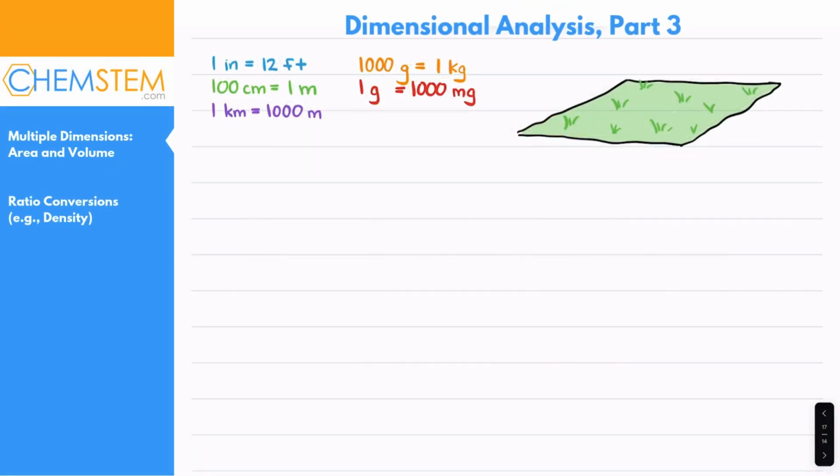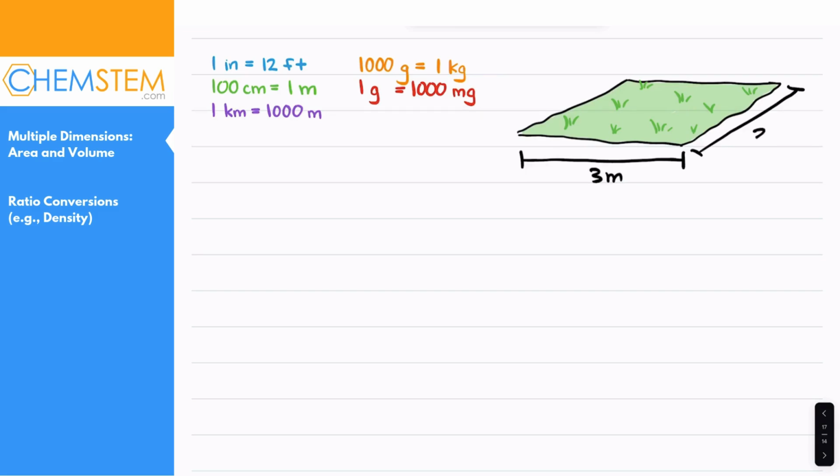Take a look at this little plot of land. If we measure the length of one side, it might be 3 meters. Then we measure the length of the other side, and it's also 3 meters. So to find area, it's length times width, or a length times another length, and that's going to be 3 meters, but we're multiplying it by another 3 meters, so it's 3 meters squared.